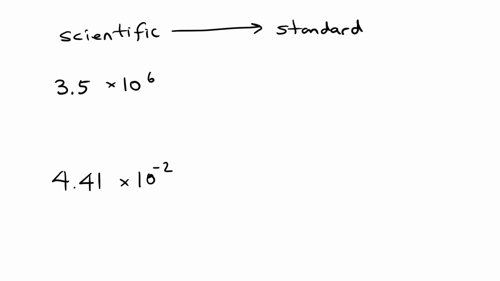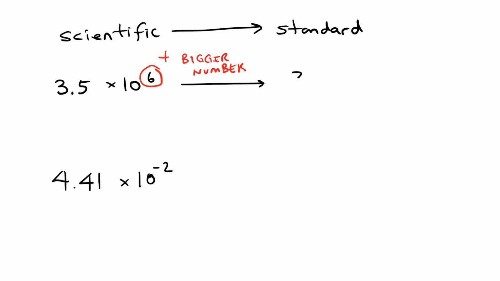In order to convert from scientific notation to standard notation, I'm just going to do the opposite. So my original number here is 3.5 times 10 to the power of 6, which is going to be a large number, a big number, because the power is positive. So since the power that I have here is positive, I'm going to have a bigger number than 3.5.